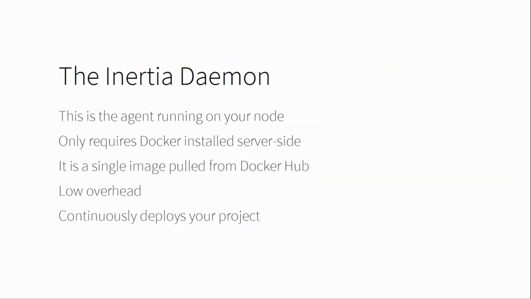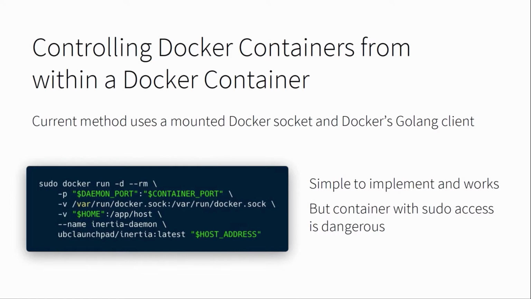So what is the Inertia daemon? This is the agent running on your node. It's just a Go server pulled from Docker Hub. It has the capability to start and stop containers on the host. How do we start and stop containers? Well, currently we mount the Docker socket into the container. So this is simple. It works quite well. It's actually quite widely used for this, but it's not totally ideal. It's an approach that we're looking to change because it gives certain privileges to the container.